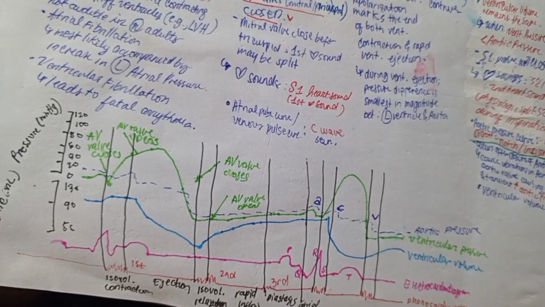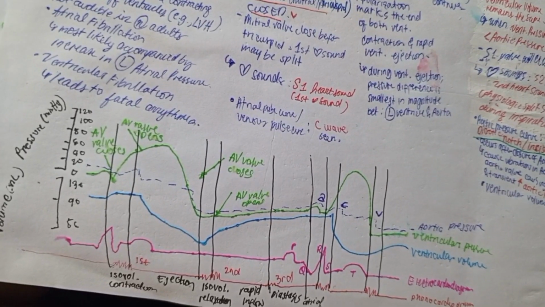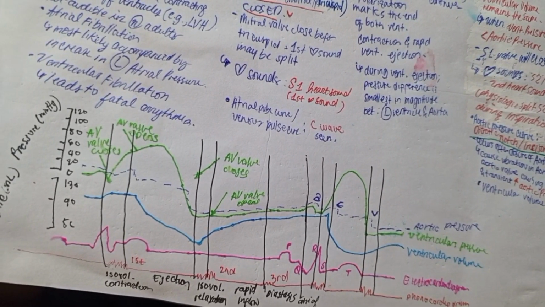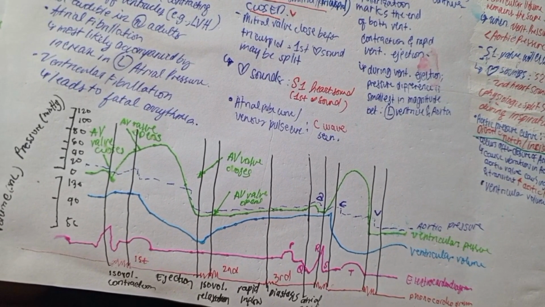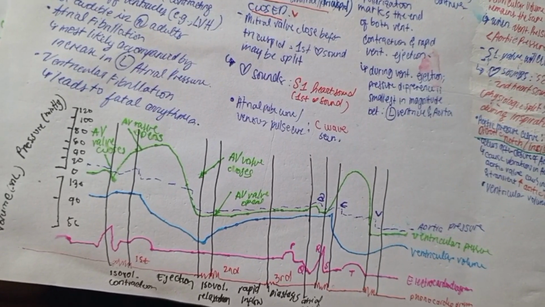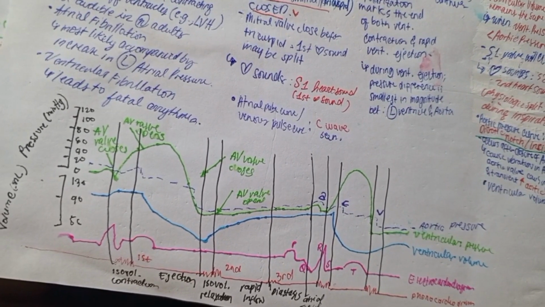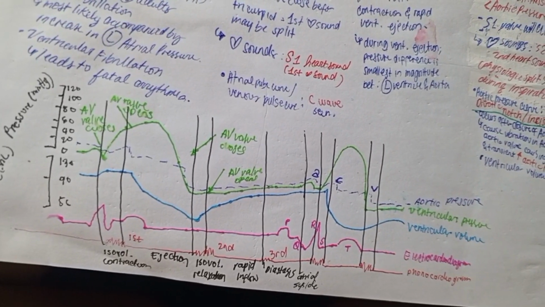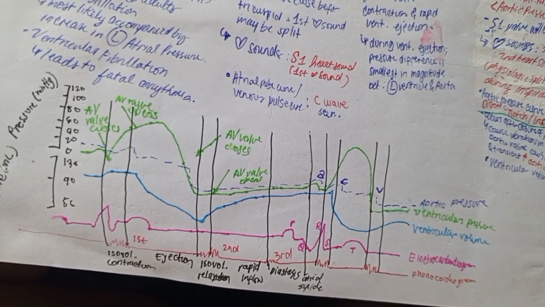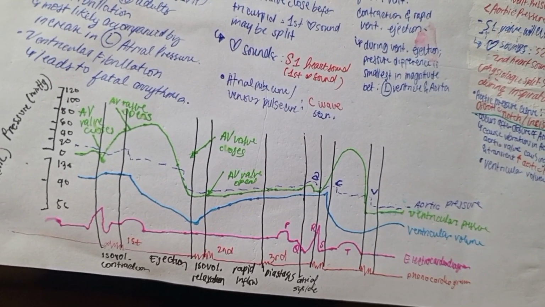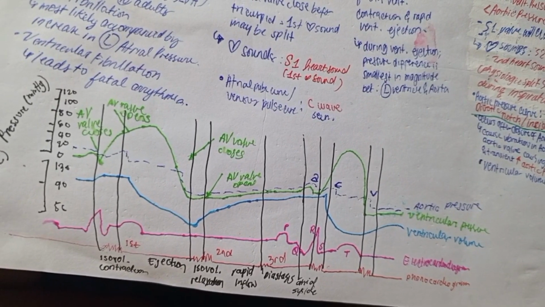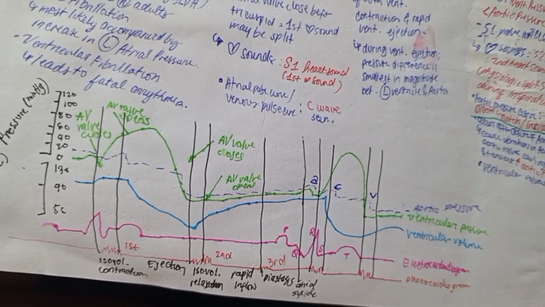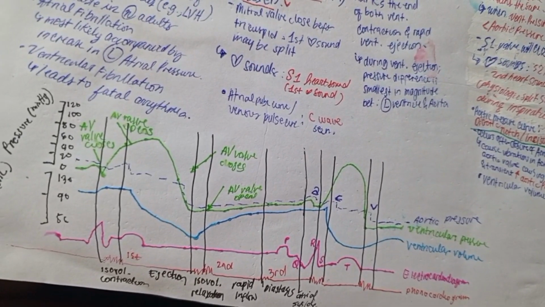And then the next phase is the rapid ventricular filling, where the ventricular pressure is less than the atrial pressure. Here the AV valve will open, blood flow from the atrium to the ventricles will happen, and the aortic pressure decreases. The heart sound that can be heard is the third heart sound due to rapid ventricular filling, and it is normal in children but not in adults. The ventricular volume here rapidly increases during the rapid ventricular filling.